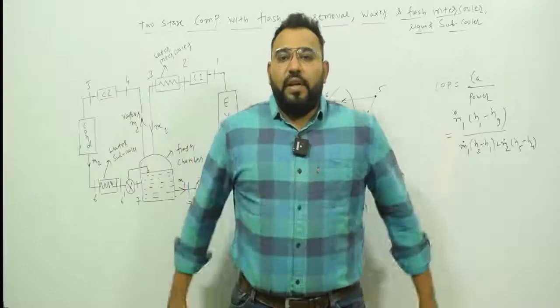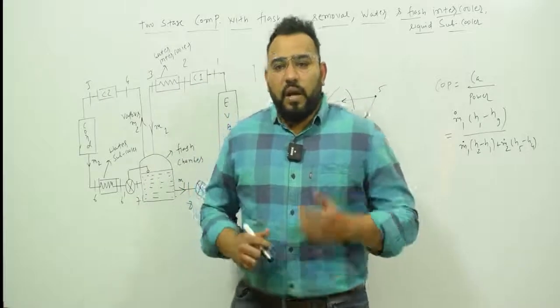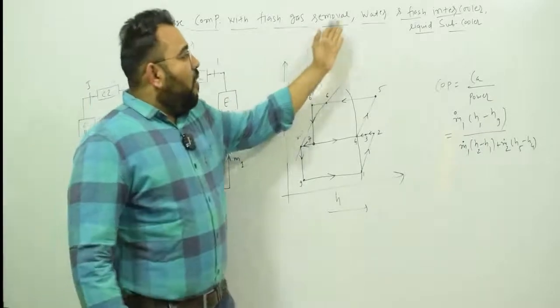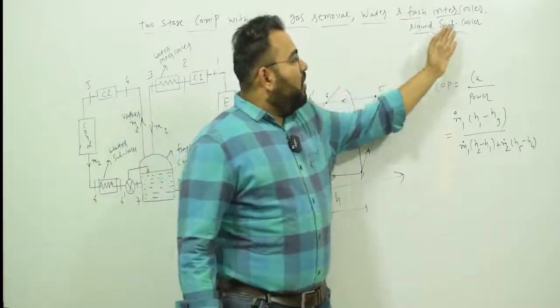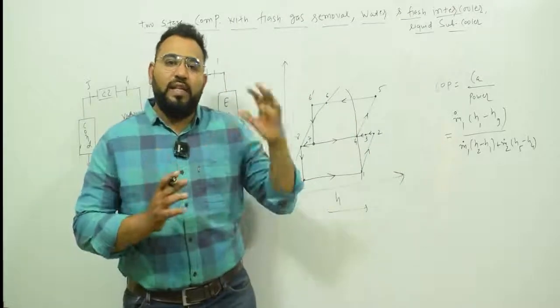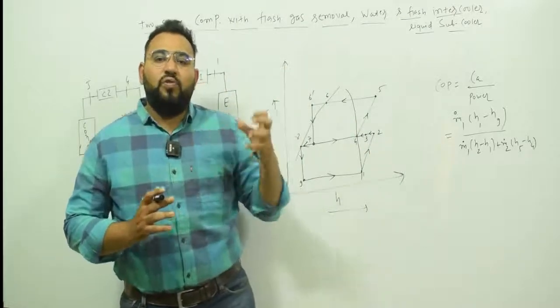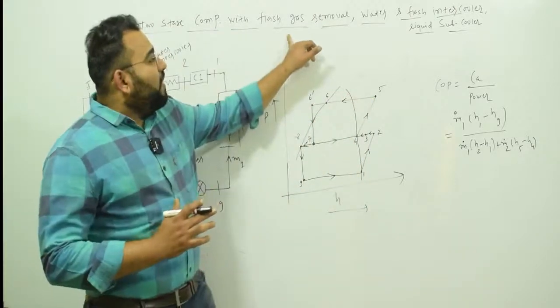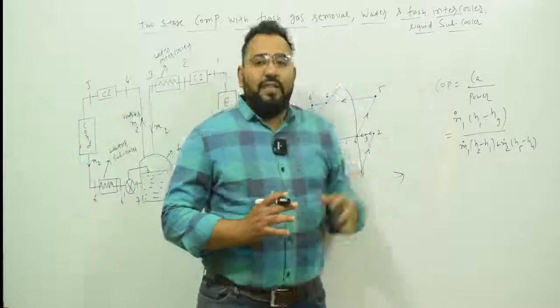Hi students, in today's topic we're going to cover a two-stage compression system with flash gas removal, water intercooler, as well as liquid subcooler. This is known as a complete two-stage compression system, or compound two-stage compression system, where you will have all the components: flash gas removal, intercooler and subcooler.